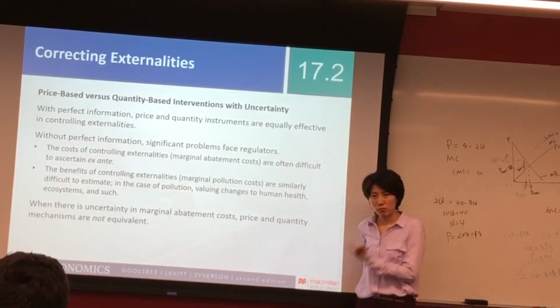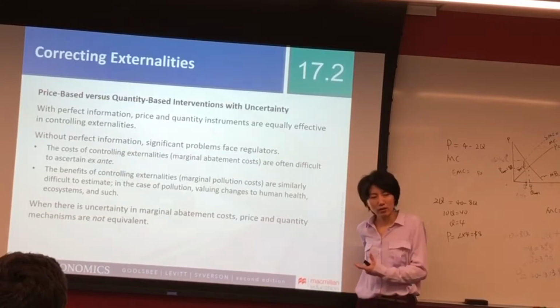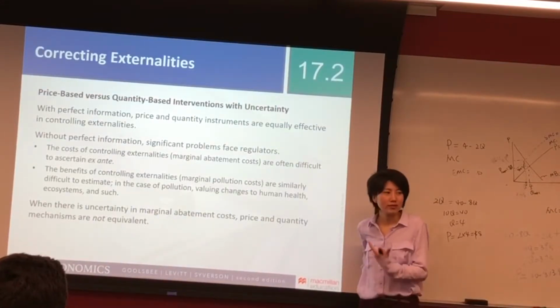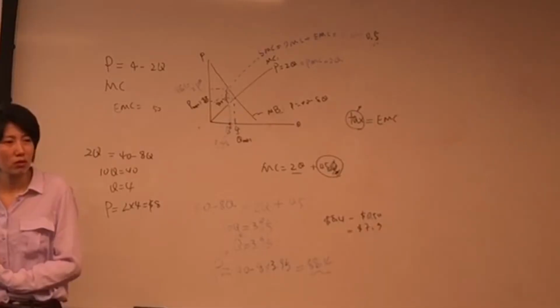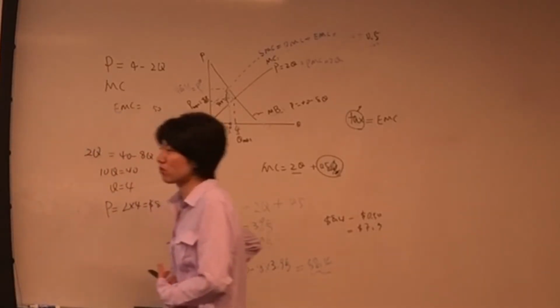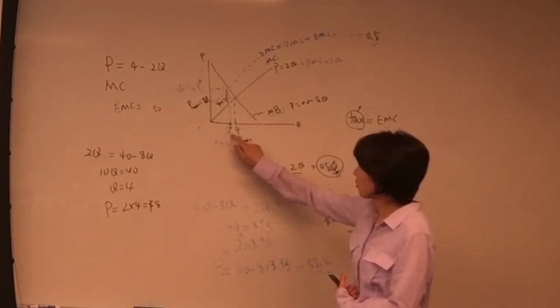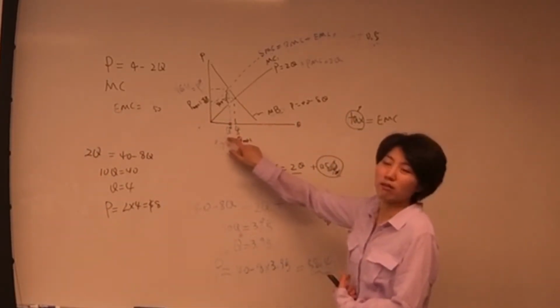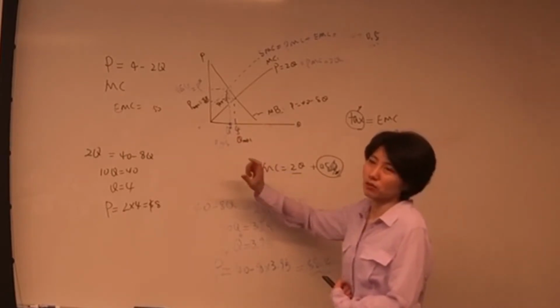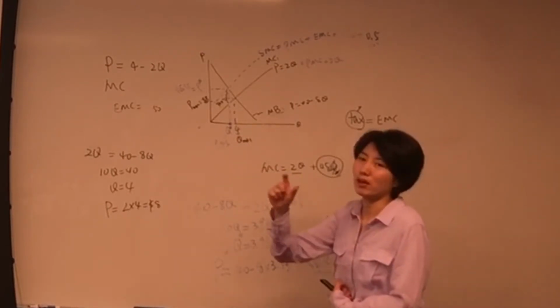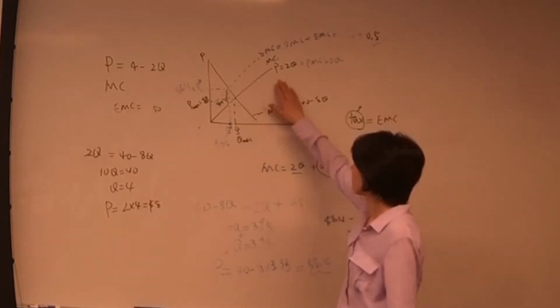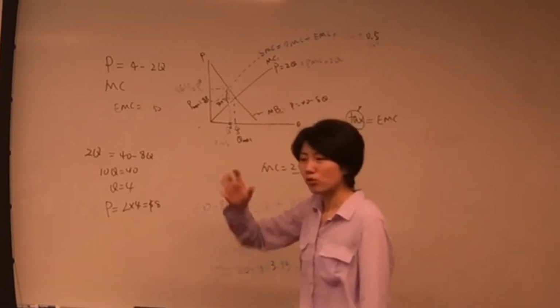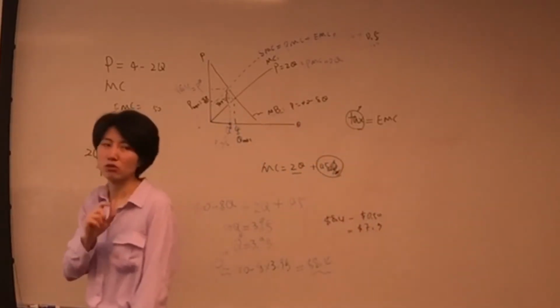So the most effective way to correct externalities is price-driven, with taxes and subsidies. Okay? Because with a quota, it's very hard for the government to determine Q star. But it's rather easier for them to levy a tax. So price-driven taxes are much easier for the government to implement.